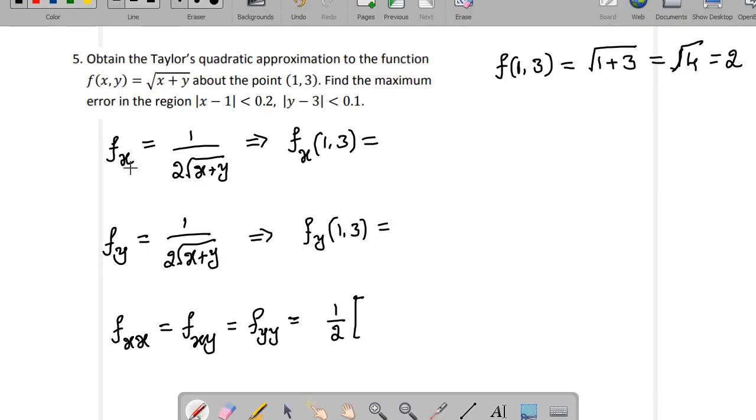And I already found the first order partial derivative. I hope you can actually write it like (x plus y) whole power 1 by 2. Its derivative is 1 by 2 into (x plus y) whole power 1 by 2 minus 1. That's what, 1 by 2 root x. Simply, the derivative of root x is 1 by 2 root x. Using that you can easily write this. So when you substitute the point here, 1 over 2 times root 4, so that becomes 1 over 4. Even this also becomes 1 over 4.